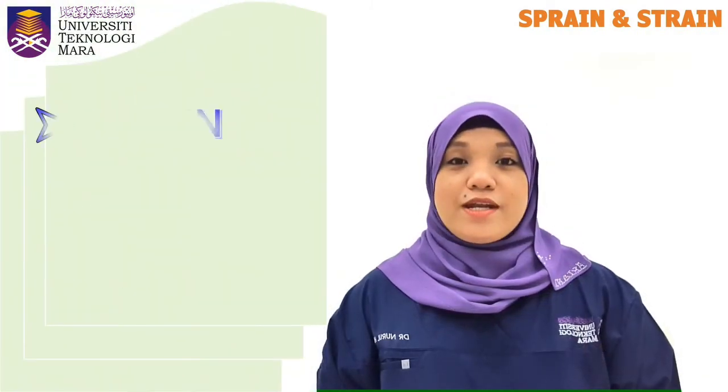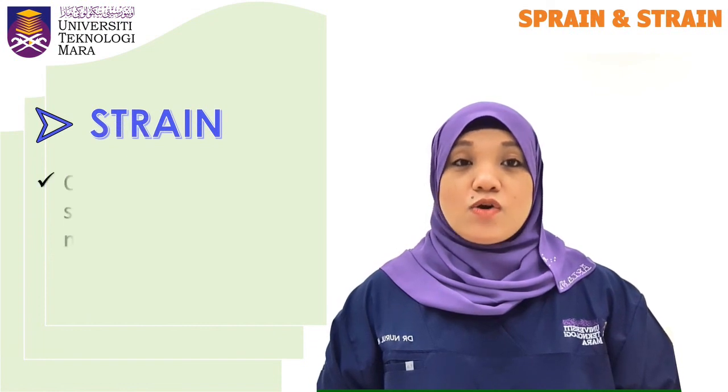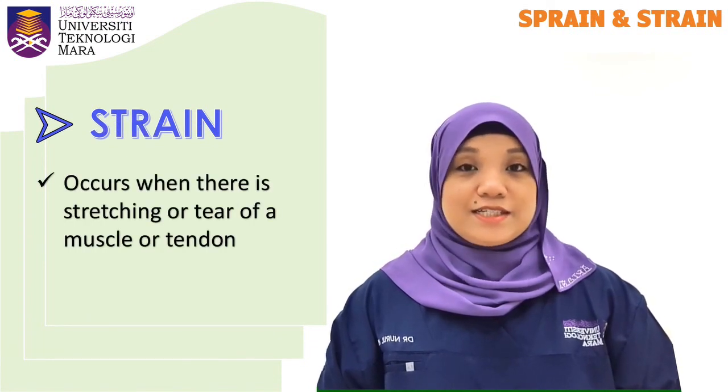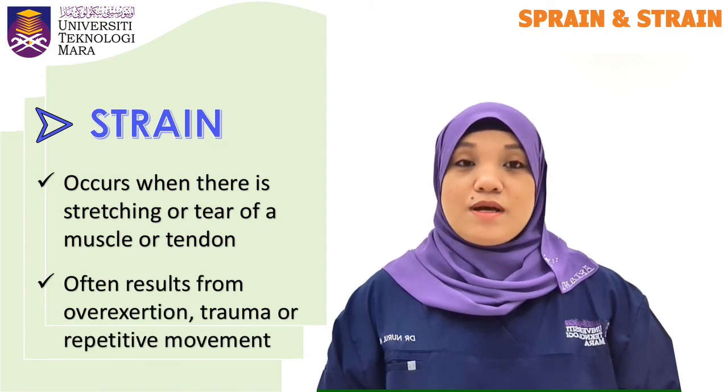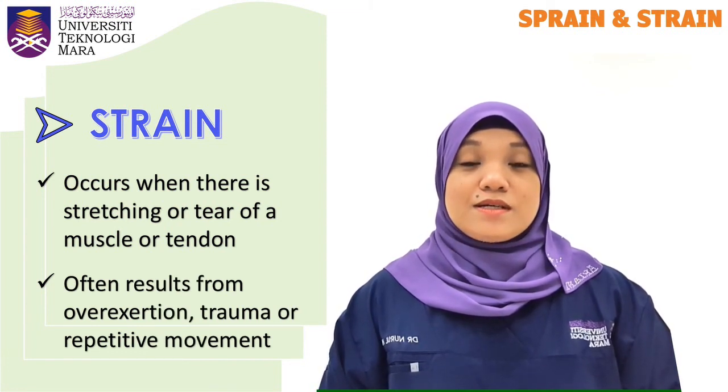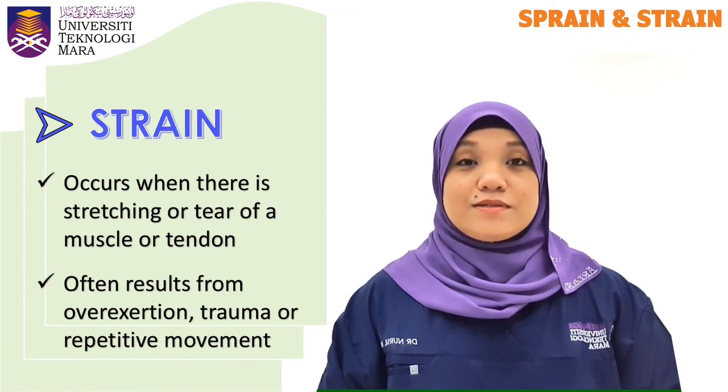Meanwhile, strain occurs when there is stretching or tear of a muscle or tendon. It often results from overexertion, trauma, or repetitive movement. This commonly occurs in the back, shoulder, or hamstring.